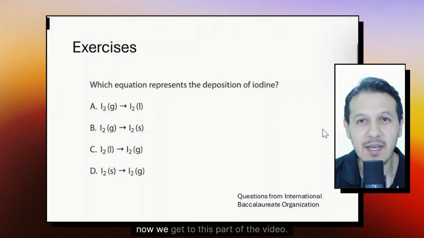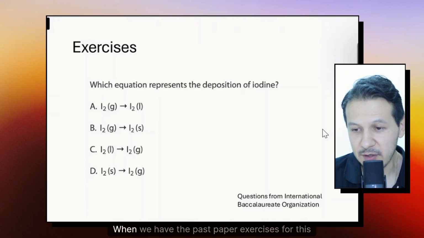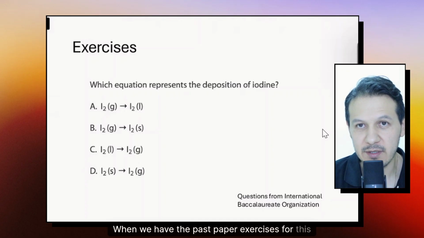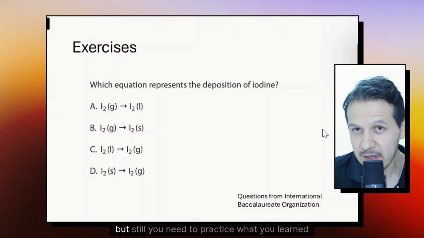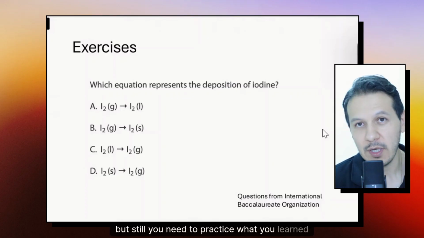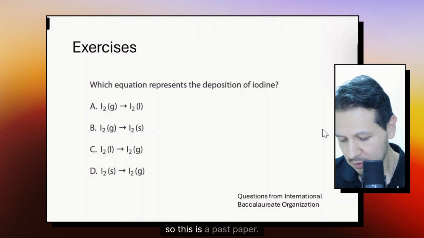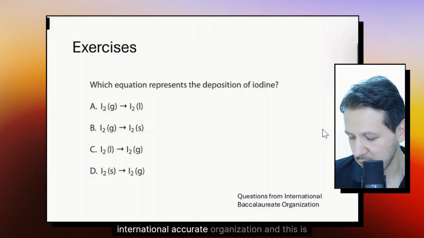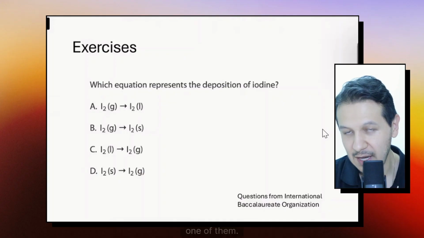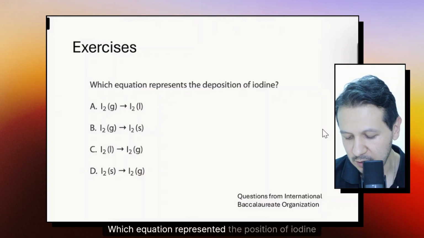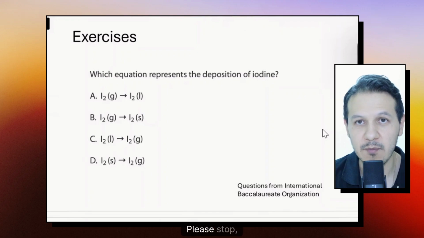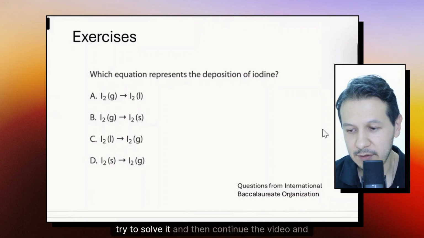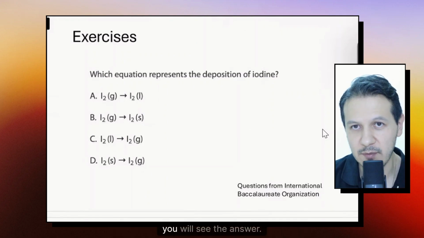Okay, guys, now we get to this part of the video when we have the past paper exercises for this topic. They look very easy, but still you need to practice what you learned today. Okay, so this is a past paper. So this exercise was taken from the International Baccalaureate Organization, and this is one of them. Which equation represents the deposition of iodine? Please stop, try to solve it, and then continue the video and you will see the answer.